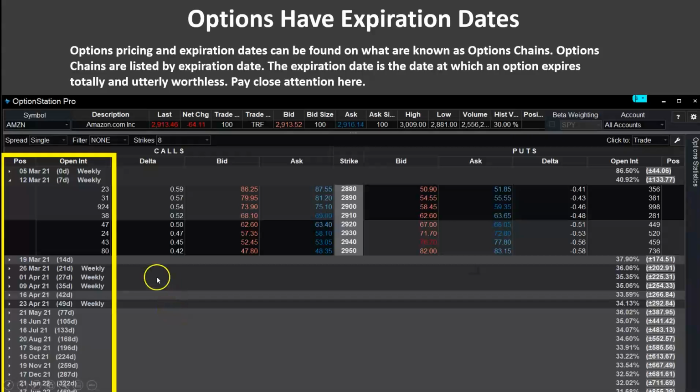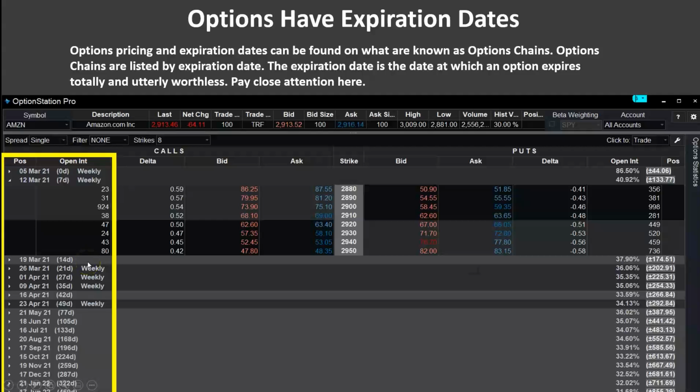All right, if you can see my cursor right here, these are just panes that are contracted or expanded. What I did was I expanded the March 12th weekly options so that I can see the pricing and the various strike prices. We'll talk about this in this video as well. Right now, I'm just talking about the expiration dates.